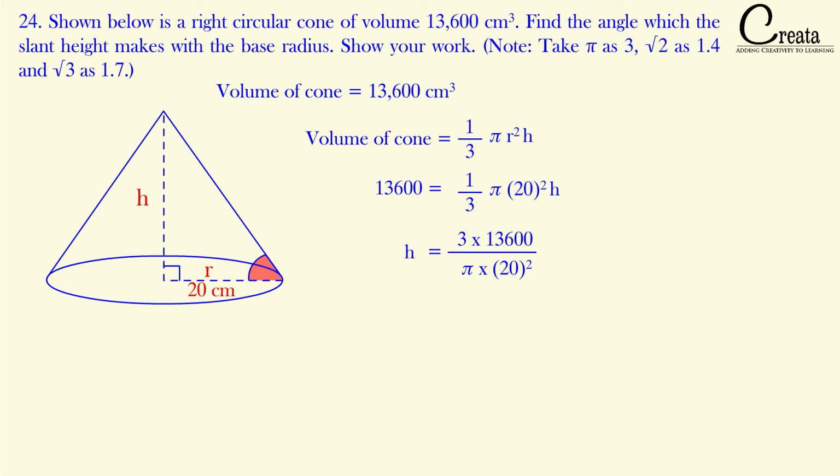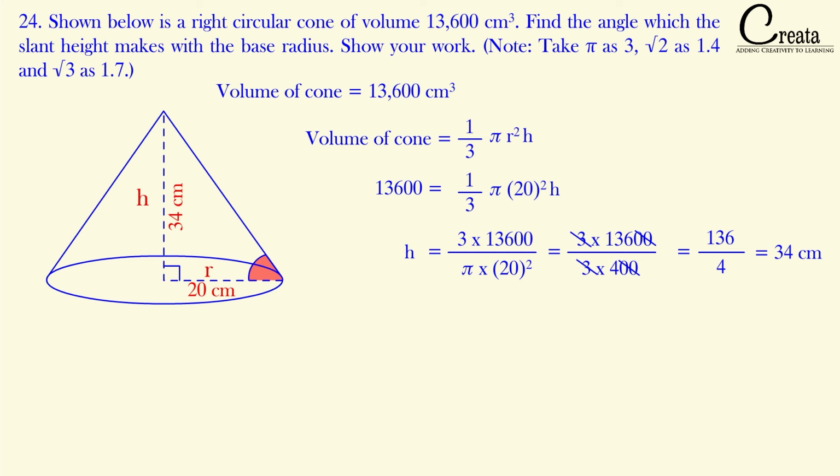h is equal to 3 into 13,600 upon pi into 20 square. Let's put pi as 3 as given in the question. Here 3 and 3 will cancel out. These zeros will cancel out. We got 136 upon 4, which is equal to 34 centimeter. We got the height of the cone as equal to 34 centimeter. Got it? We got the height of the cone.